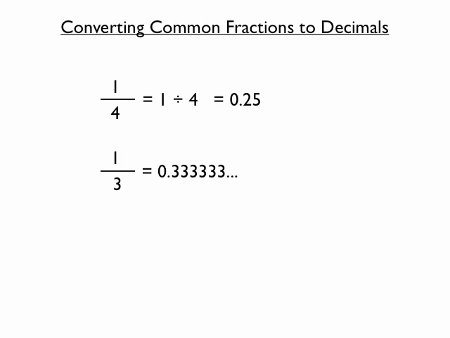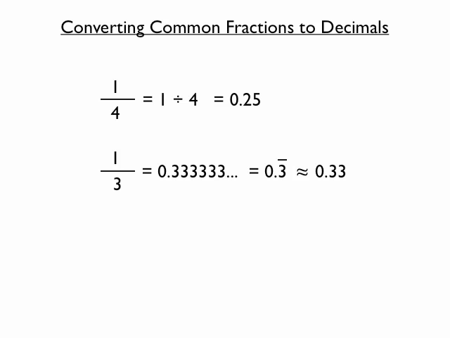Mathematically, we can represent repeating digits by putting a bar over them. For example, we can write the decimal form of 1/3 as 0.3 with a bar over the 3. In practice, we usually round repeating decimals to one or a few digits. In this case, we might round the decimal form of 1/3 to 0.33.